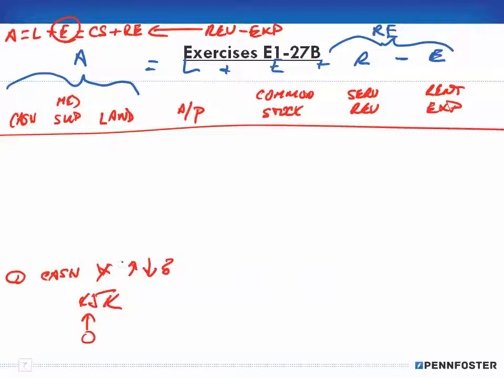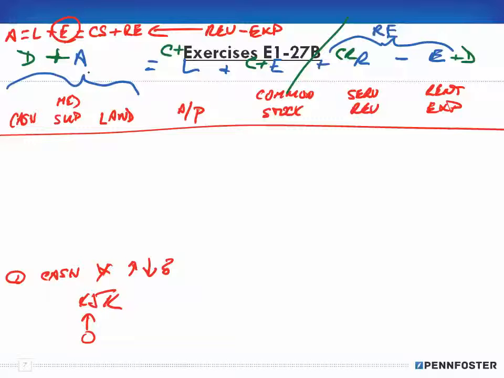So that's an increase. And from previous videos and the introductory videos, we know that we increase assets on the debit side. That's the normal balance. And we increase liabilities on the credit side, equity on the credit side, revenues on the credit side, and expenses on the debit side. Now remember, right here is the accounting equation. This here is the income statement.